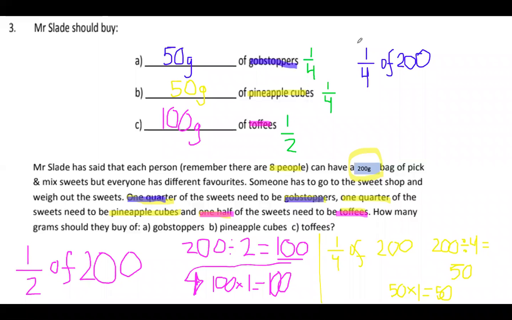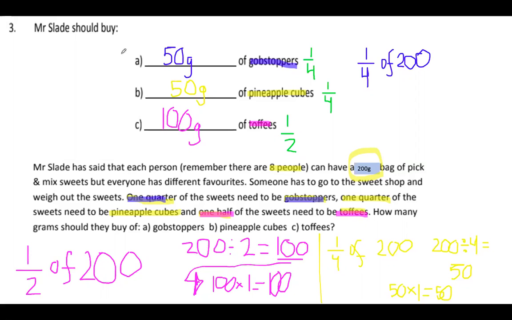All right, now remember, this is just for one person. So one person would get 50 grams of Gobstopper, one person would get 50 grams of pineapple, and one person would get 100 grams of toffee. And again, remember my answer is going to be different because I'm using 200 grams and yours is slightly different. What is the next step that we need to do? Well, we need to times our answers here. What are we going to times it by? 2? No. 5? No. 8? Exactly, because remember there are 8 people.